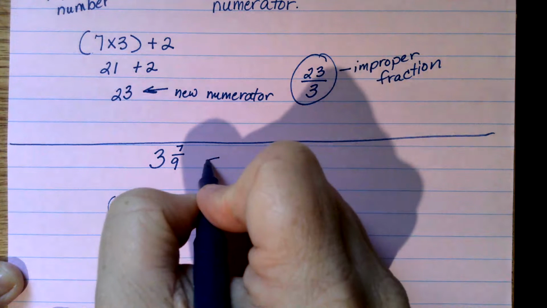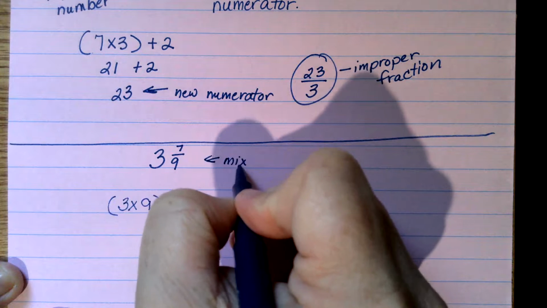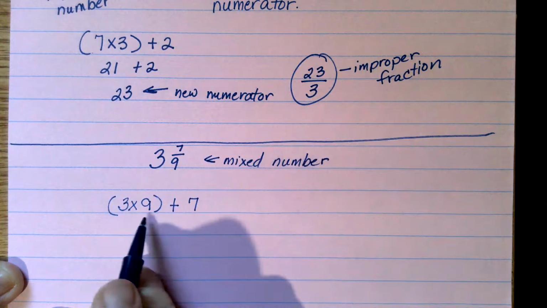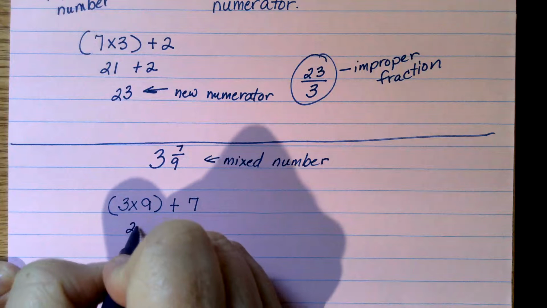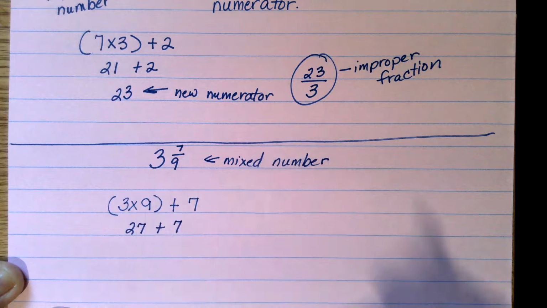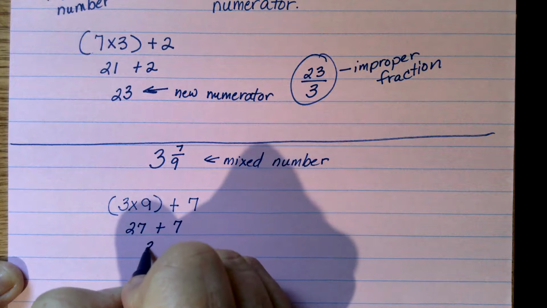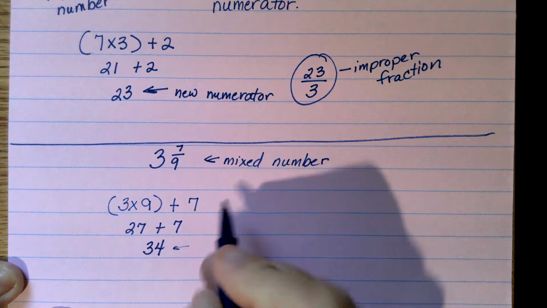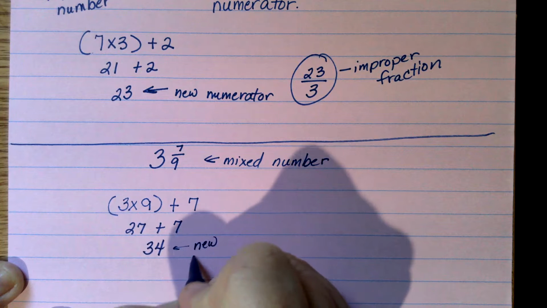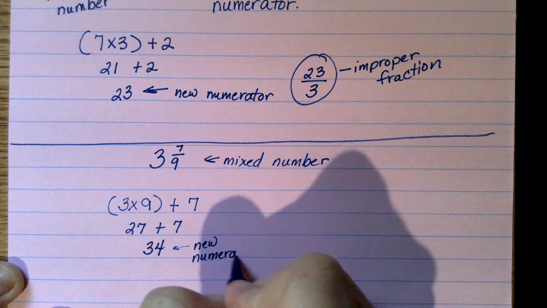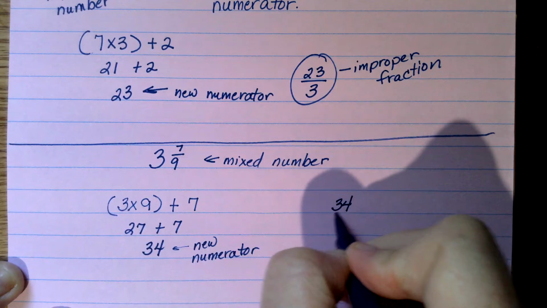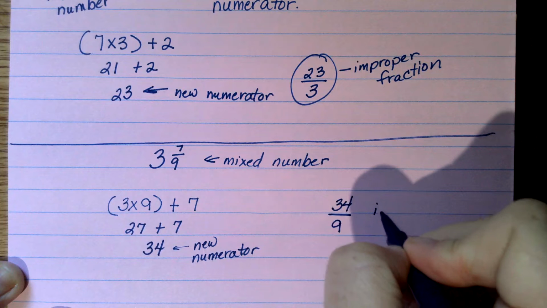So again, this is our mixed number. 3 times 9 is 27 plus 7. That's step 1 and step 2. 27 plus 7 is 34. This becomes our new numerator. We keep the same denominator, so it's going to be 34/9 as our improper fraction.